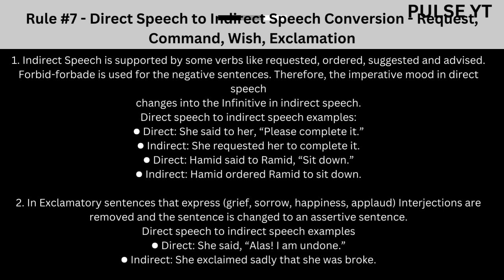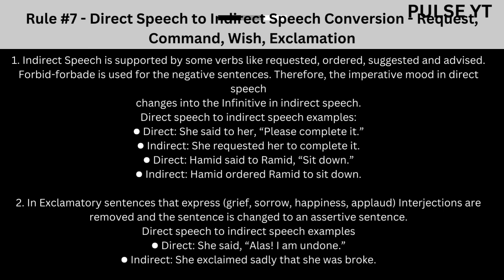Rule number 7. Direct speech to indirect speech conversion. Request, command, wish, exclamation. 1. Indirect speech is supported by some verbs like requested, ordered, suggested and advised. Forbade is used for negative sentences. Therefore, the imperative mood in direct speech changes into the infinitive in indirect speech.